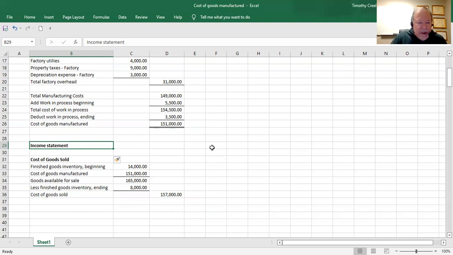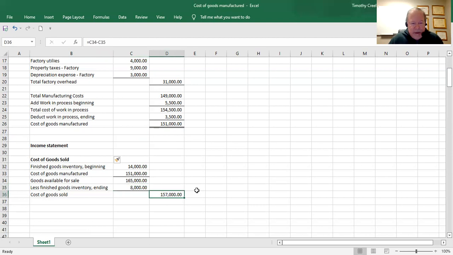Either one. So how you would figure cost of goods sold is it would be your beginning finished goods inventory. Remember that the finished goods account is the account that represents all the goods that have been completed and are waiting to be sold. So it would be your beginning finished goods inventory plus your cost of goods manufactured, which again comes right off the cost of goods manufactured statement. And that gives us our goods available for sale when you add those two together, less your ending finished goods inventory gives us our cost of goods sold.